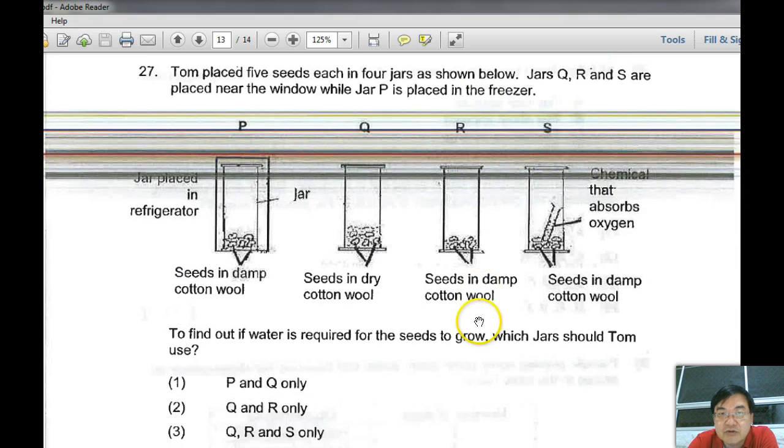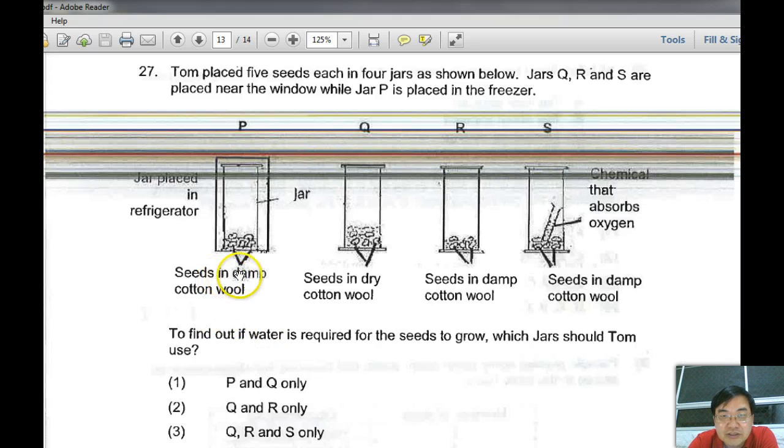27. Okay, let's take a look. Five seeds in each of the jars. The 4 jars are shown below and placed near the window. But P, 3 of them are placed near the window. P is placed in the freezer. Where's P? This is in the freezer, right?